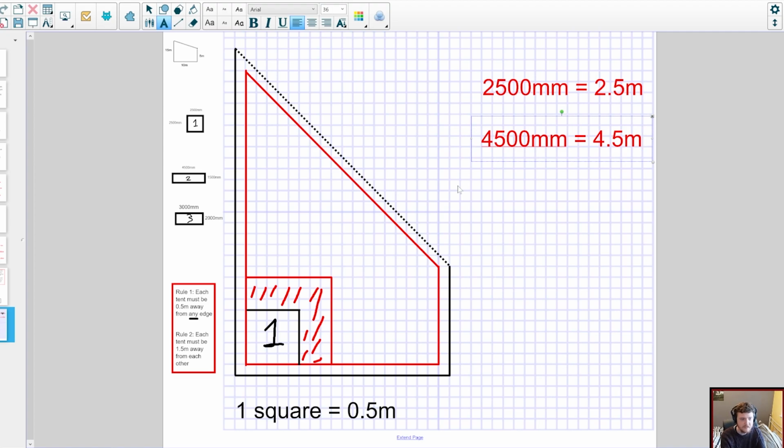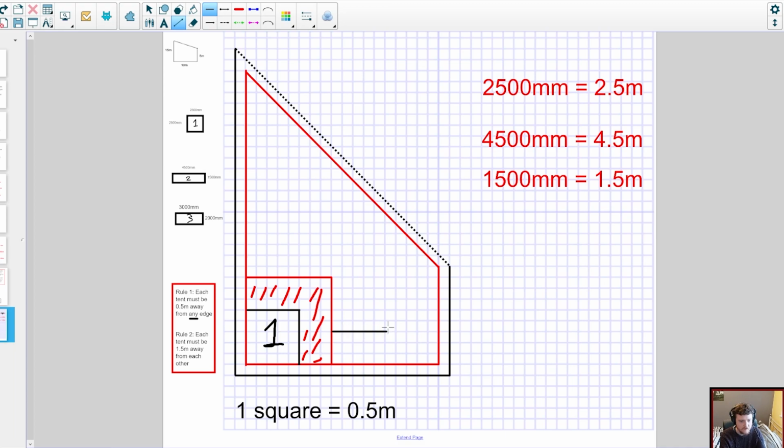The other way up is 1,500. So 1,500 millimeters will be 1.5 meters. So it's going to be 3 squares. And so what we end up with is our black line that goes 9 across. Actually, I'll do it like this. I'm going to count up 3. 1, 2, 3. I'll start here. 1, 2, 3, 4, 5, 6, 7, 8, 9. And down 3. And that's going to be plot number 2.